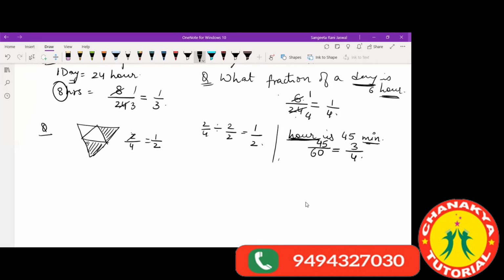And if I say, what fraction of a minute is 20 seconds? What fraction of a minute is 20 seconds? 20 by 60. So in 1 minute, there are 60 seconds.